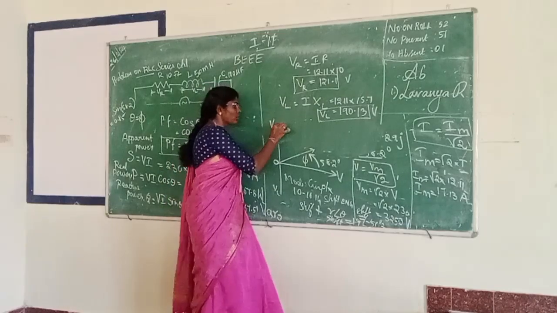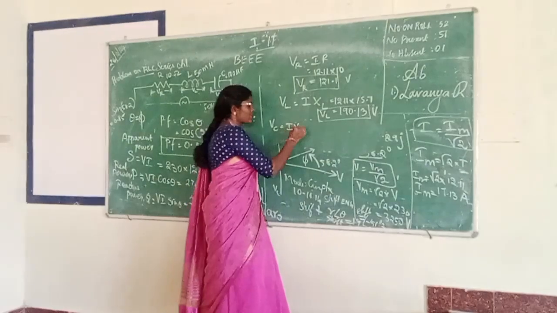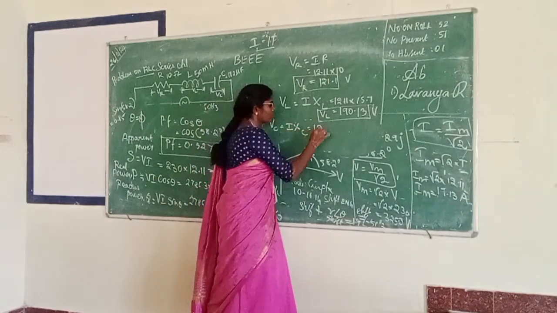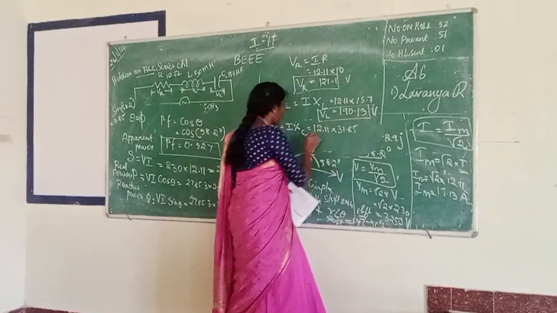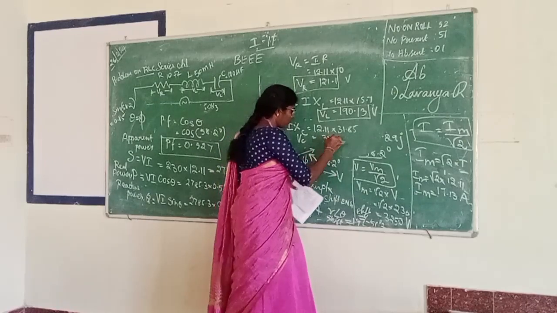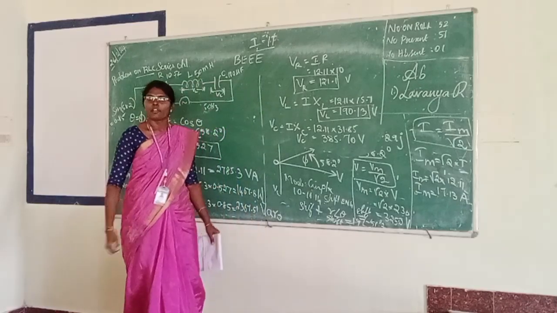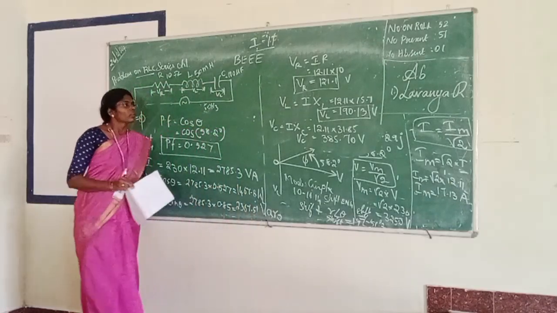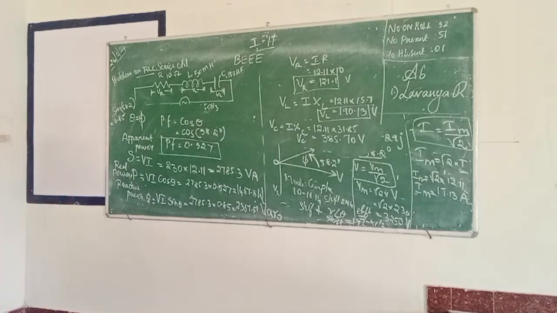Next we want to find out voltage across capacitance. That is I into XC. What is the value for XC? 31.8. If you multiply it, what will we get for voltage across VC? Okay. We all clear up to this? Next what you have to find out? Okay, first note up to this.